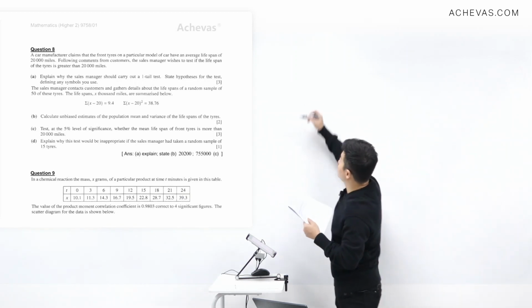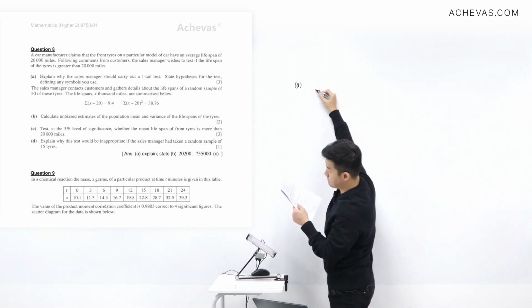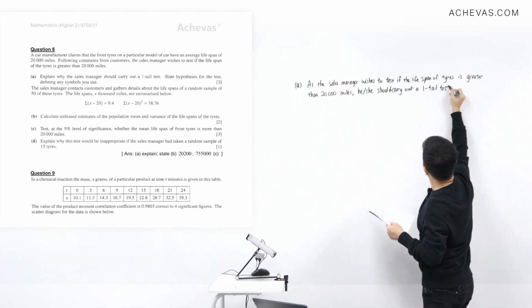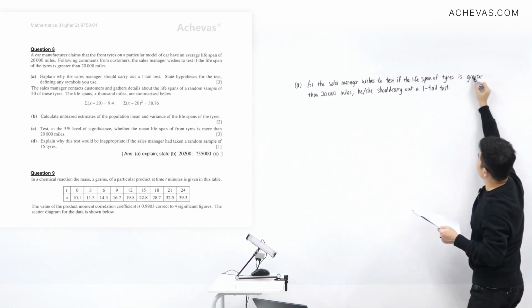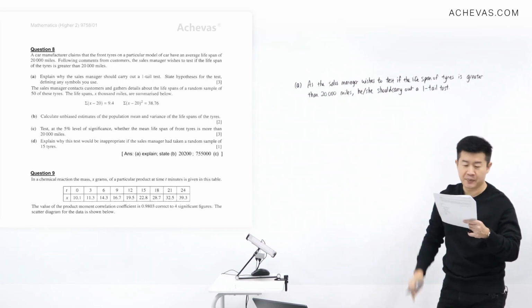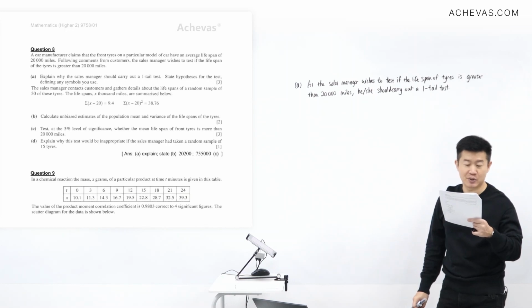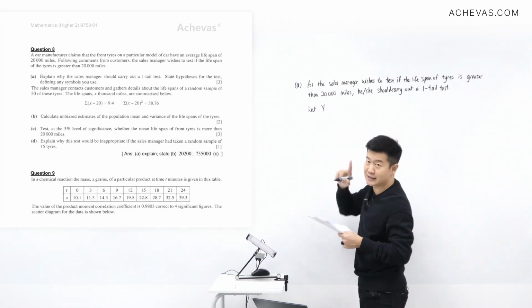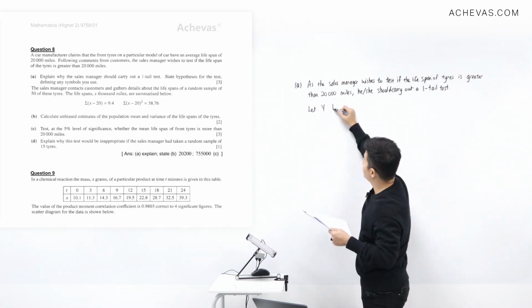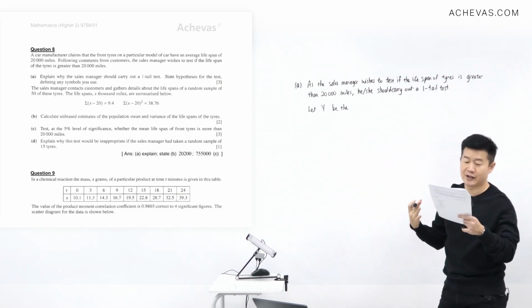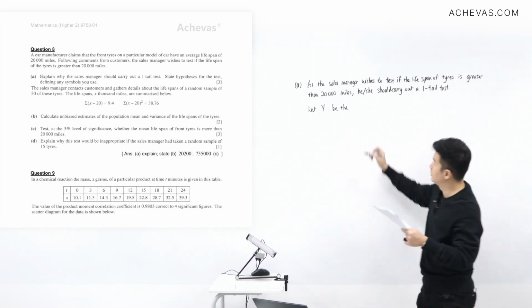So let me write down the reply for the first part of A. Because we are trying to test whether it is greater than 20,000 miles, that is why it is a one-tail test. We are supposed to write down the hypotheses for the test, defining the symbols that we have used. I am going to let Y be the lifespan of a randomly chosen front tire of this particular car model.